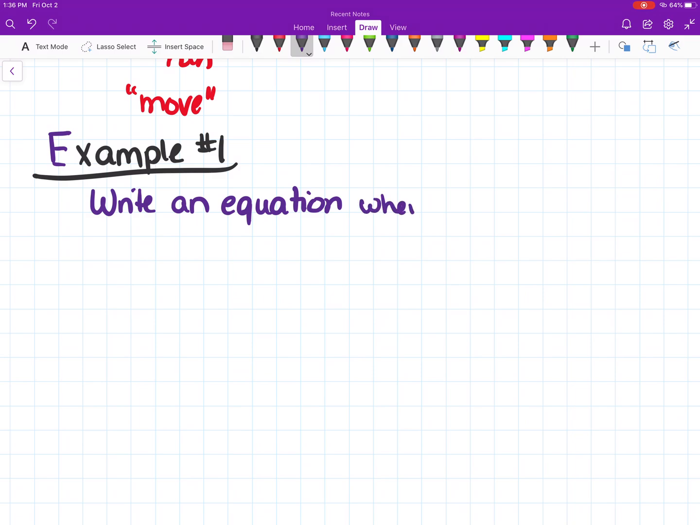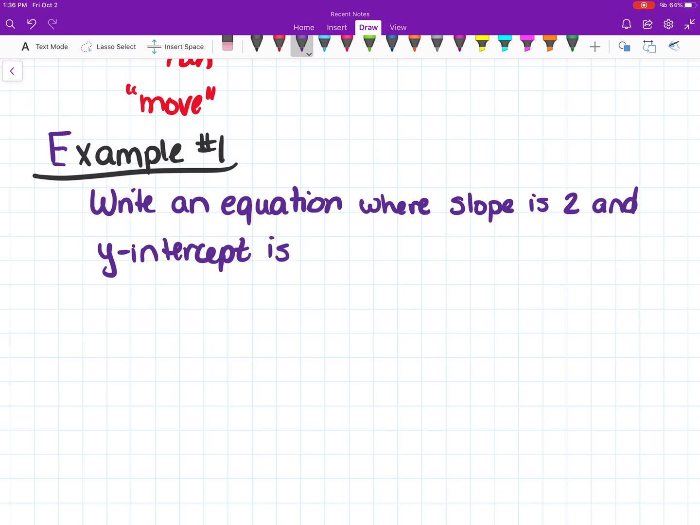Where the slope is 2 and the y-intercept is 5, and then you're going to graph the line. Okay, we're taking English and we're going to put it into math language, okay?